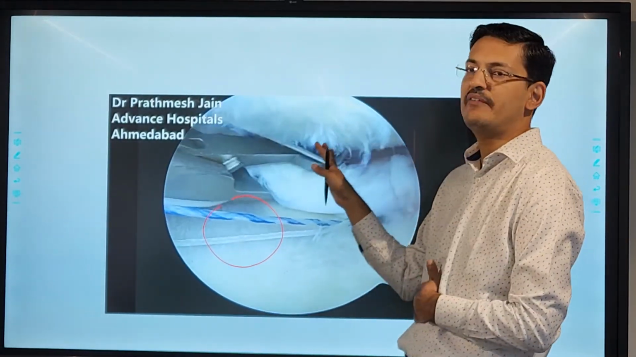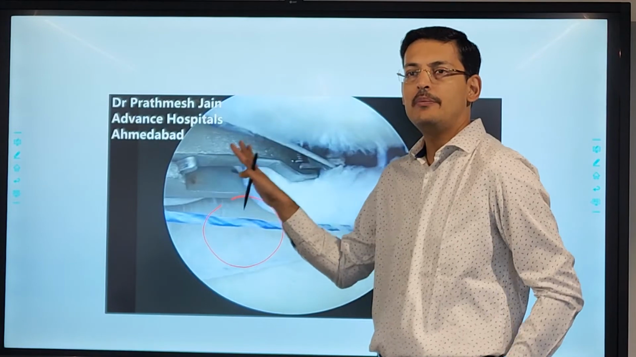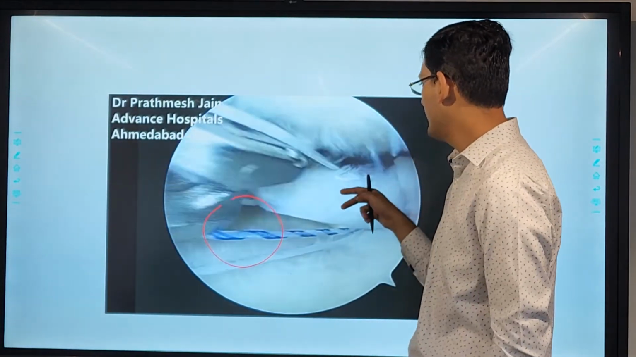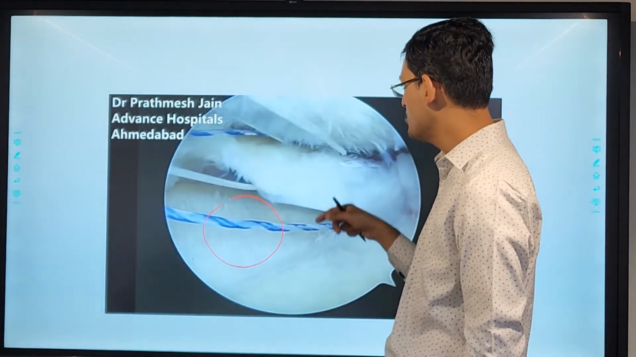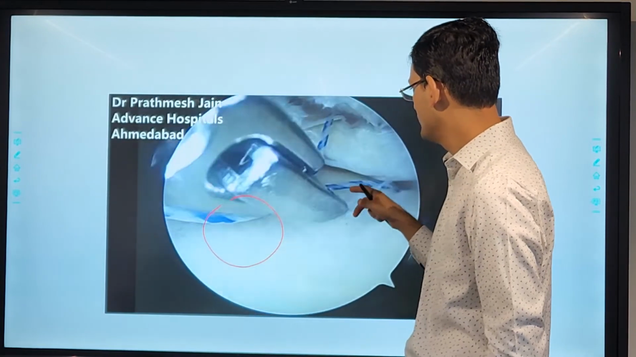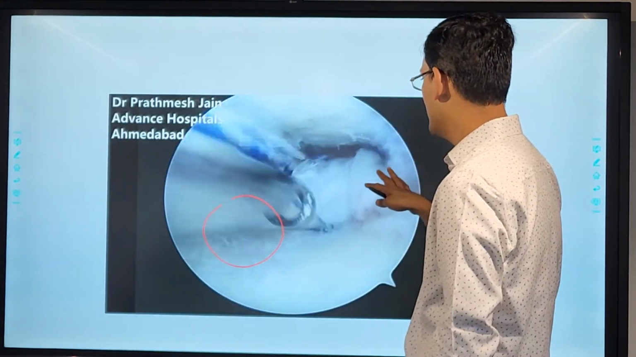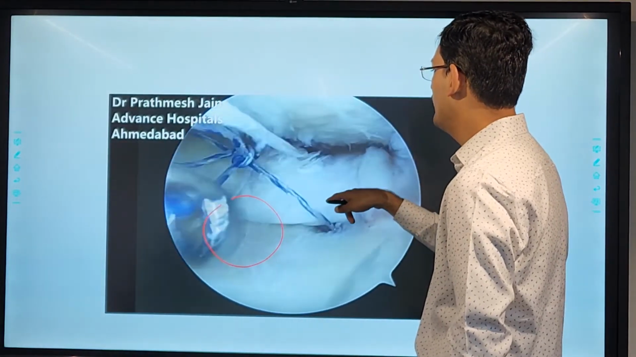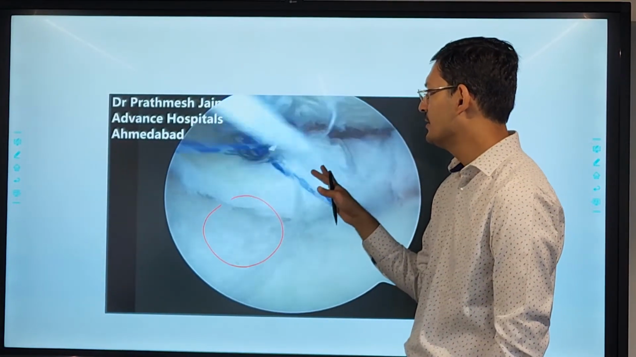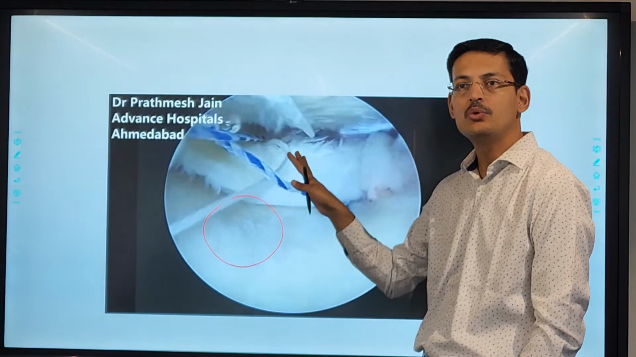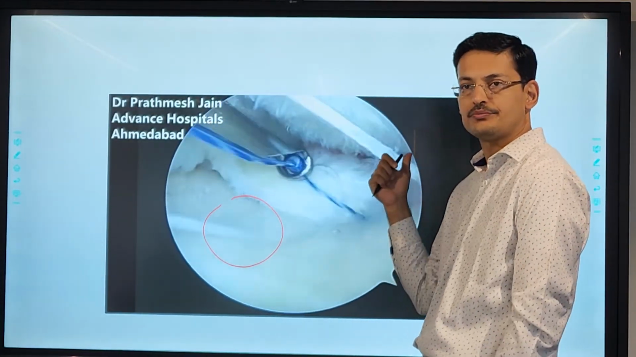Now this you can do by any pattern. Here we are using a technique which is called a Mason-Allen technique. So we will be passing 3 sutures one by one, we are passing 1, 2 and 3 sutures, and then we will close it. So when we suture it back, the meniscus will fall into its place.